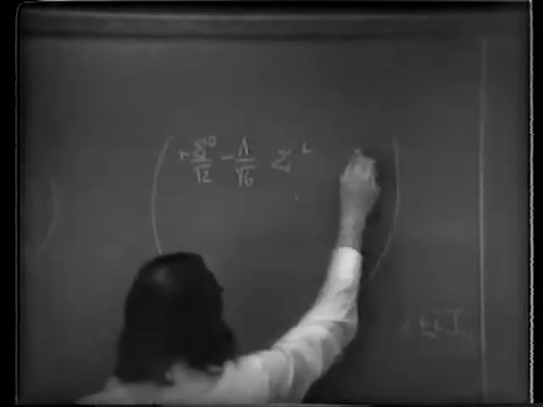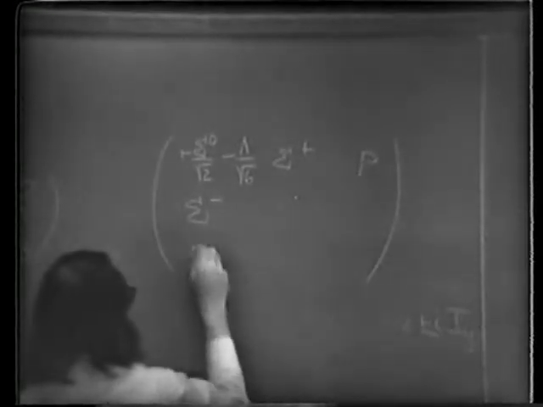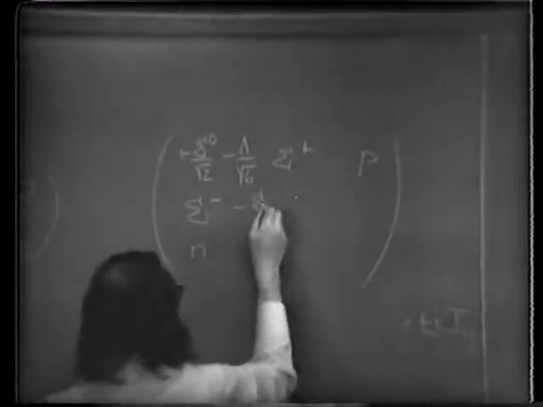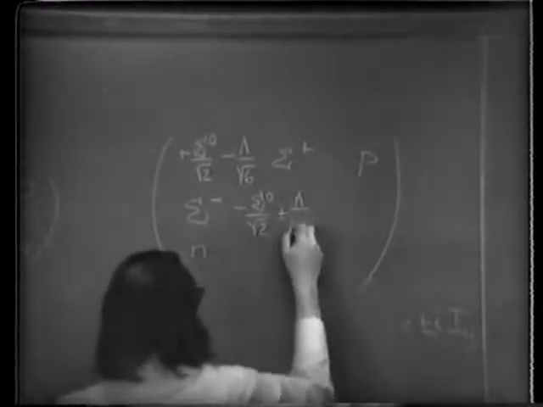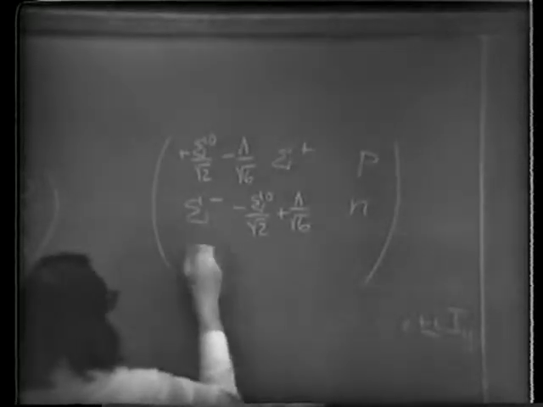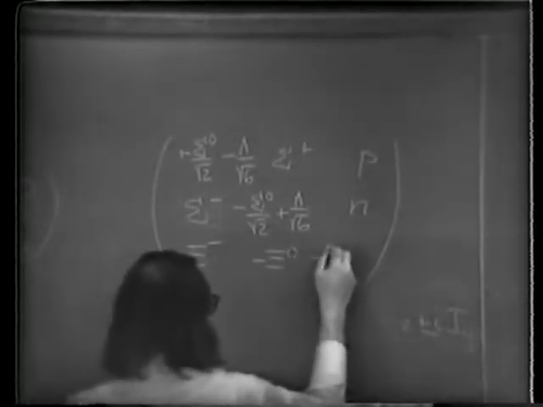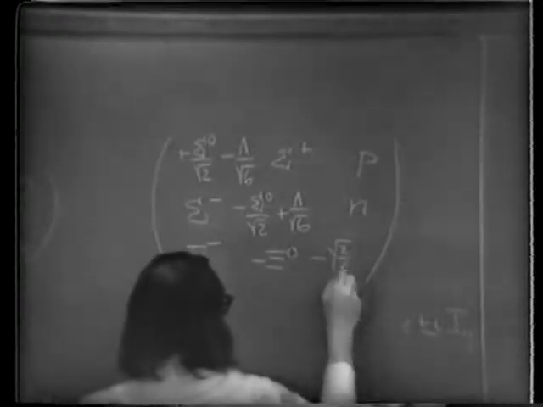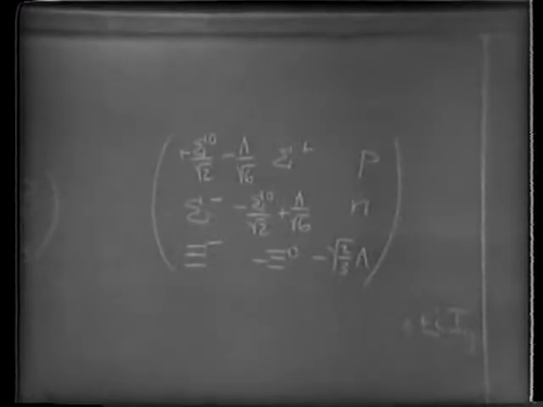Sigma plus, proton, sigma minus. Minus sigma naught over root 2 plus lambda over root 6. Neutron, sorry, off right. Cascade minus, minus cascade naught, minus square root of 2. That was from the end of last lecture.